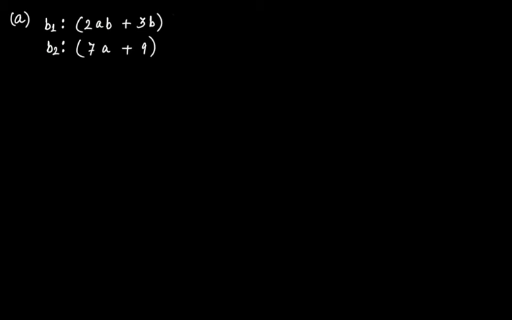Let's understand how to multiply a binomial by a binomial. That's multiplication of two binomials together. Here we have b1, that's binomial 1, 2ab plus 3b, and b2 is binomial 2, that is 7a plus 9. Now you have to perform b1 multiplied by b2. That is, you have to find the product of b1 and b2.